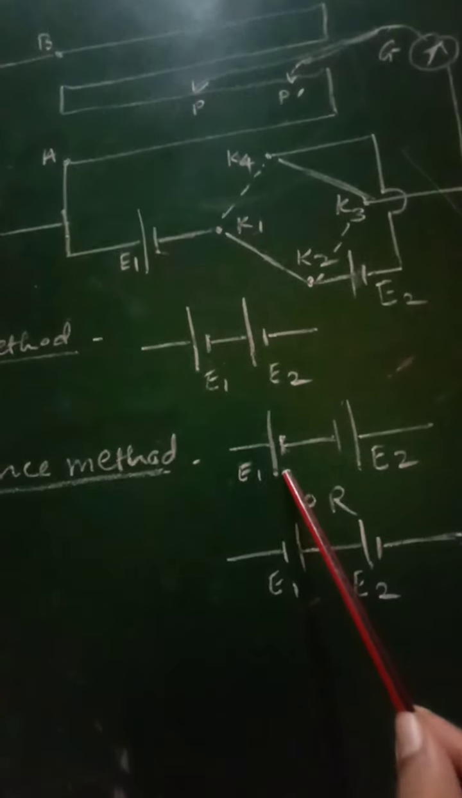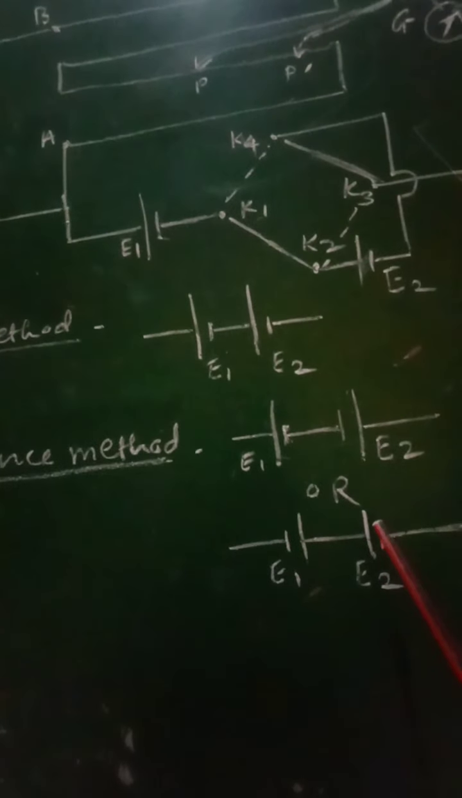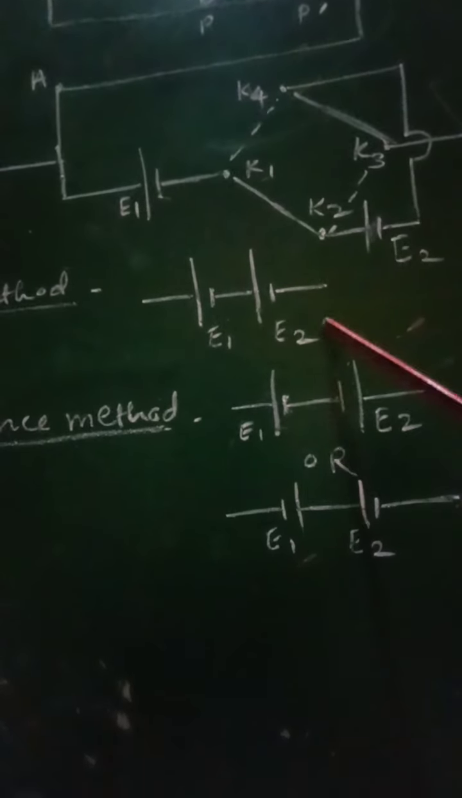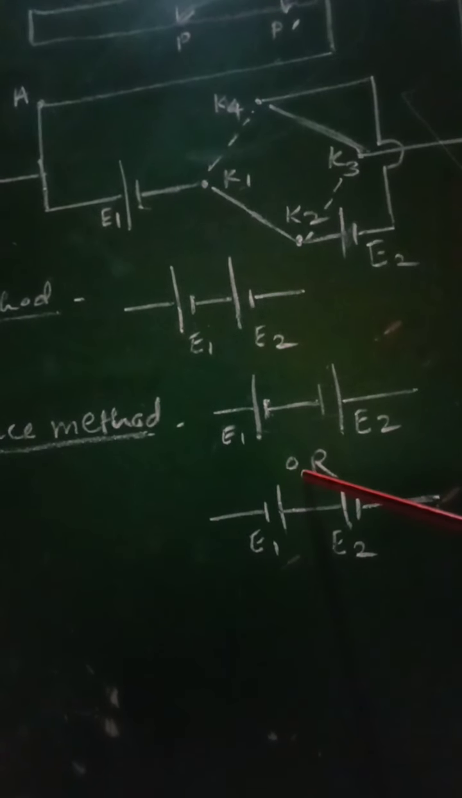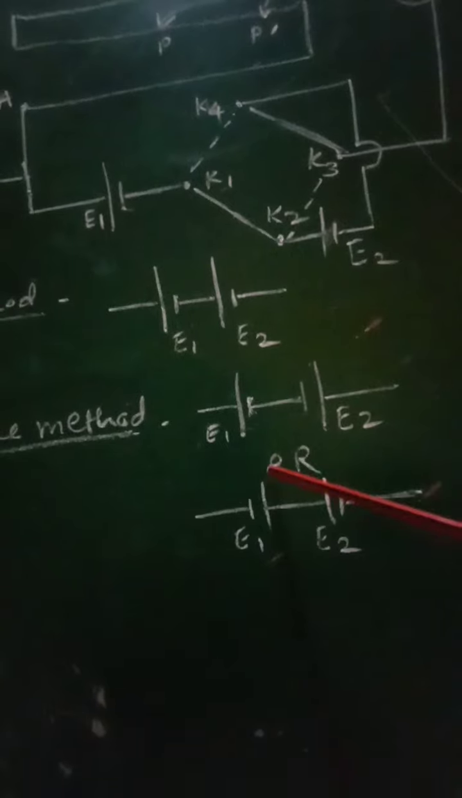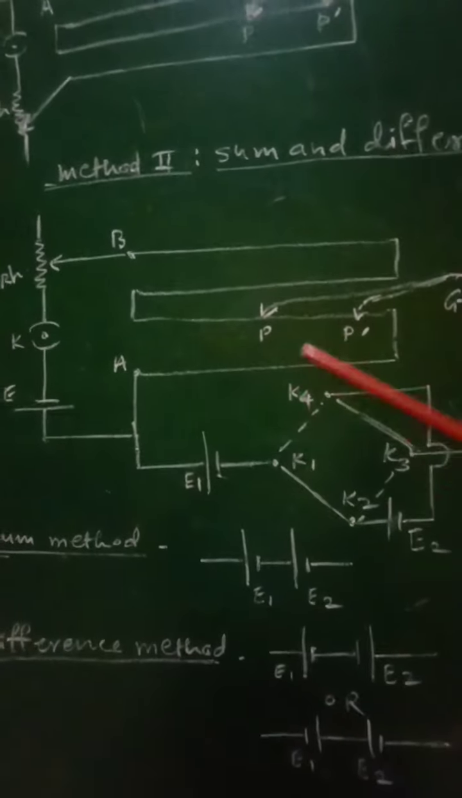On the other hand, when the cells are connected by difference method, then negative terminal of the first cell will be connected to negative terminal of the second, or positive terminal of the first cell will be connected to positive terminal of the second. Then in this case the resultant EMF will be equal to E1 minus E2. That means in case of sum method there will be addition of the EMFs, while in case of difference method there will be opposition, that is subtraction of the EMFs. And therefore the circuit diagram for this is like this.